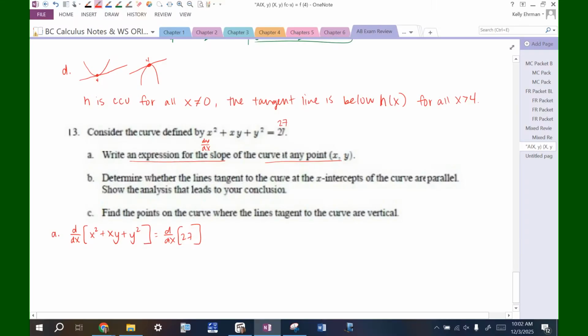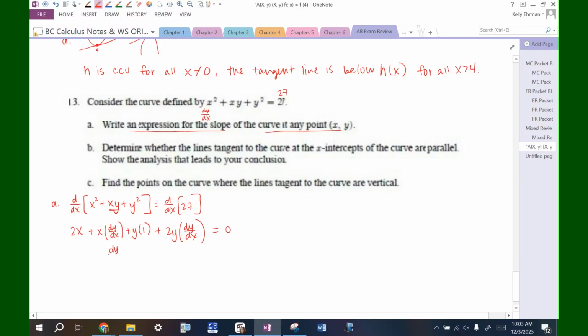All right, so the derivative of x squared is 2x. The derivative of xy, remember this needs a little product rule. So first times derivative of the second plus second times derivative of the first. And then the derivative of y squared is 2y. And we have to chain rule because we're taking the derivative with respect to x, and this is a variable that's not x. On the right side of the equation, the derivative of any constant is 0.